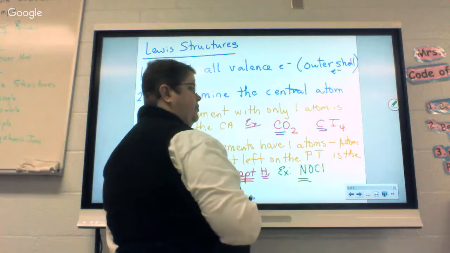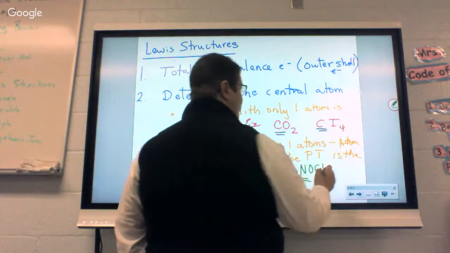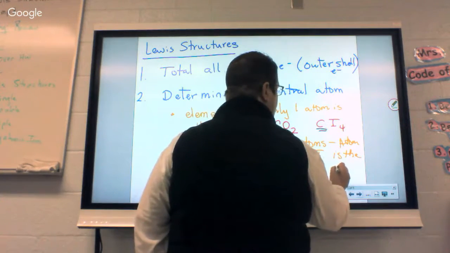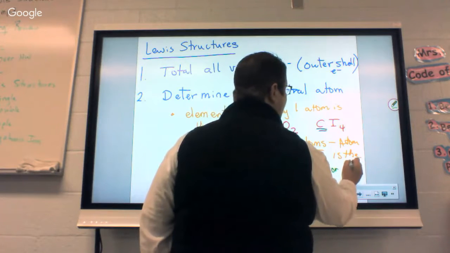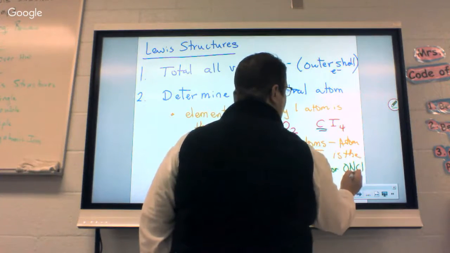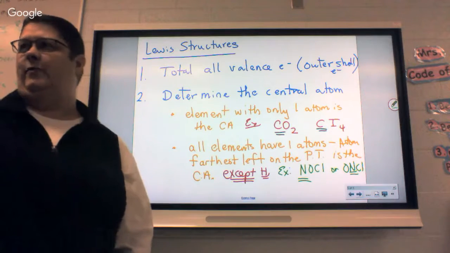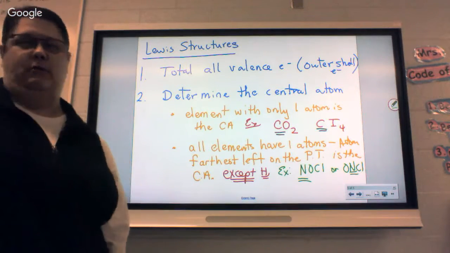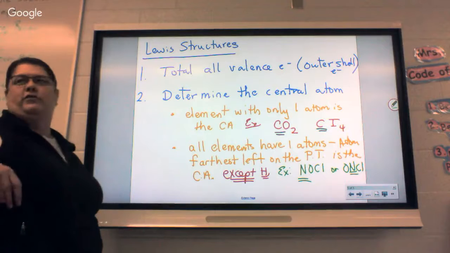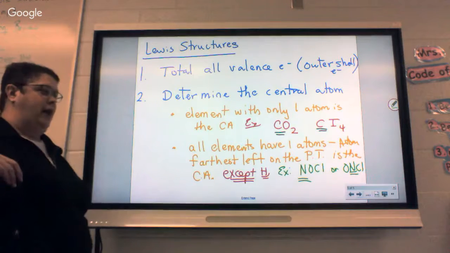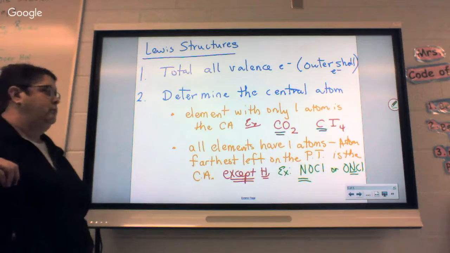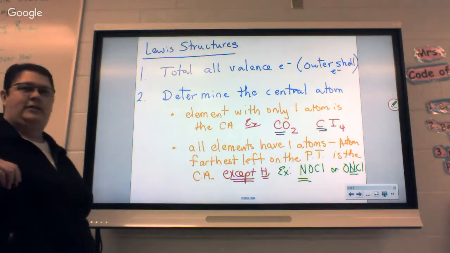Now, just because nitrogen's written first doesn't make it the central atom, because some books could write it ONCl, and N would still be the central atom. It doesn't have to be written as the first element, okay? It's based on who is farthest left on the periodic table. Everybody with me on how we determine the central atom?